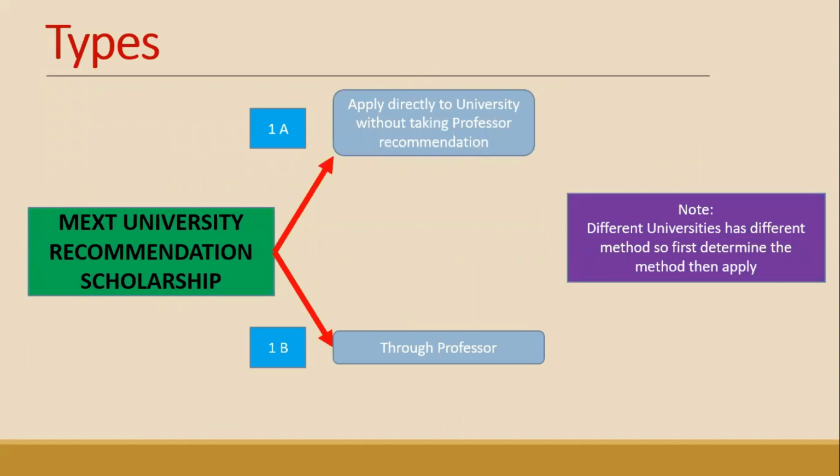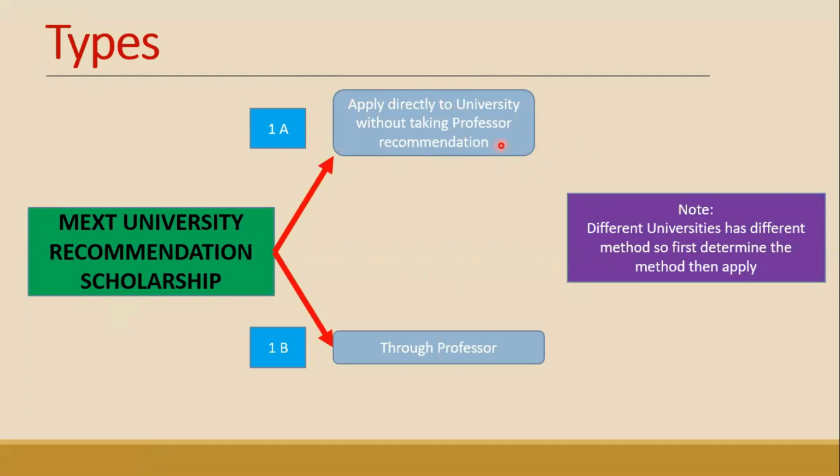In order to make it more specific how the process works, let me tell you in a few steps. The Mext University Recommendation Scholarship is further categorized into two types. The first one is that you can directly apply to the university without taking a professor recommendation, or the university might ask you to take a professor recommendation. Let me give you an example.